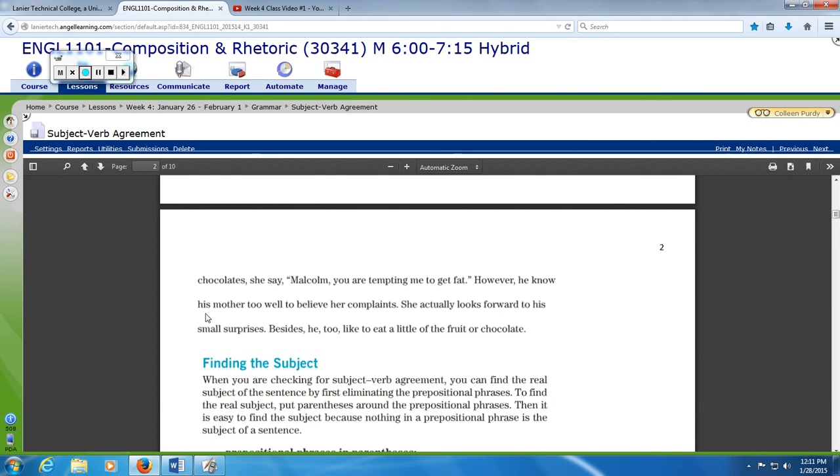However, he know his mother too well to believe her complaints. However, that's what we call a conjunctive adverb. It's one of those transition words on your sentence pattern list. He's the subject, singular. Know is plural, so we have to change that to knows. His mother too well to believe her complaints.